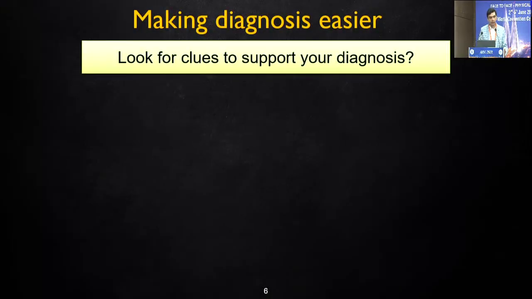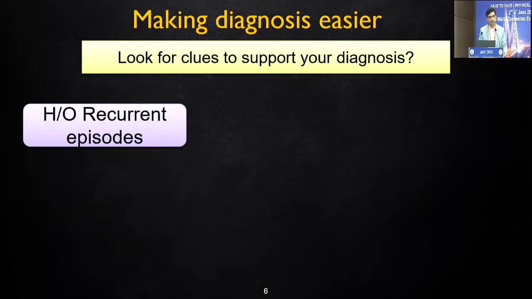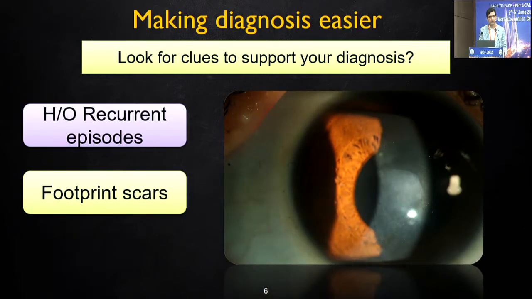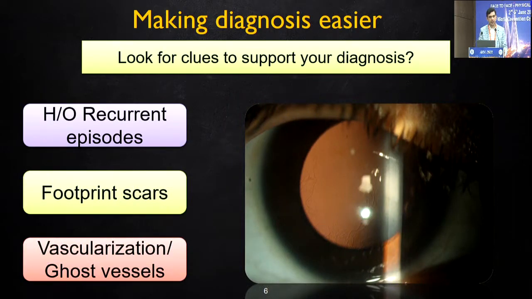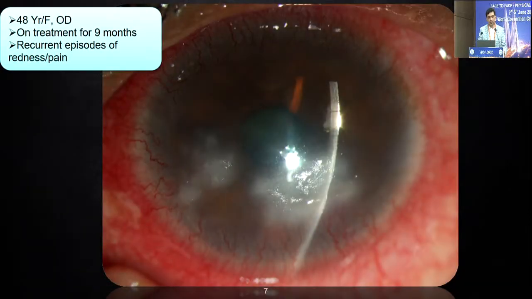Now, look for clues to support your diagnosis when you are dealing with recurrent episodes or a patient with immune stromal keratitis. Look for history of recurrent episodes, footprint scars, and do a dilated retroillumination examination to look for ghost vessels. Now, if we look at this patient who presented after treatment for 9 months with a steroid and acyclovir combination multiple times, had recurrent episodes of redness and pain, and you can see a multifocal infiltrate in this patient.